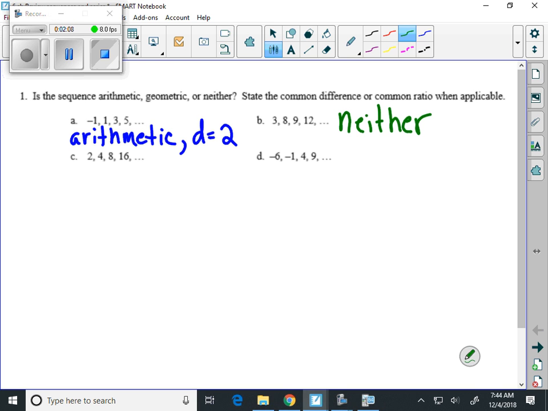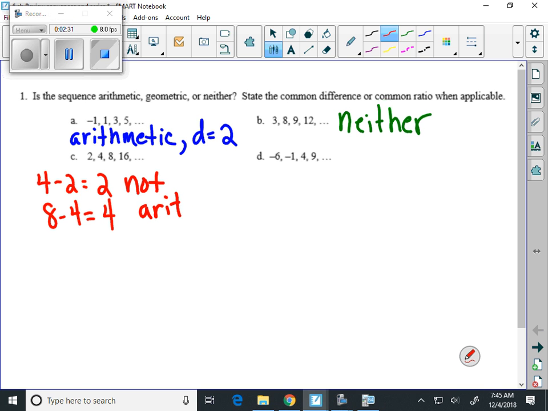Now, to show my work a little bit better, if we look at problem C, once again we can start. We can do 4 minus 2, which is 2. 8 minus 4, which is 4. And because those numbers, the 2 and the 4, are not the same, this means that it's not arithmetic.